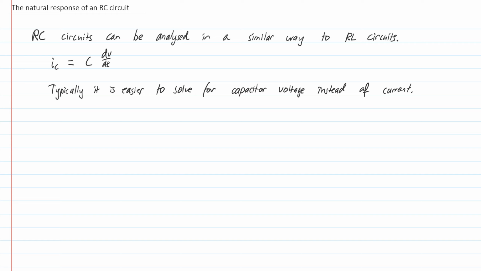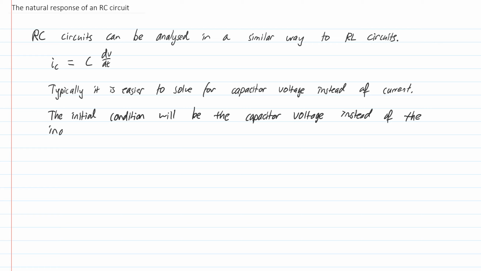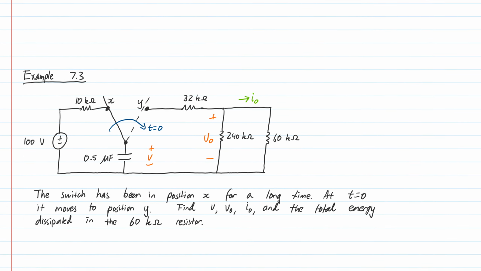Another key difference is the initial condition. The initial condition will be the capacitor voltage instead of the inductor current. Capacitors really care about the voltage, inductors really care about the current. So when we're solving RC circuits, it's usually the voltage which will be the key variable that we want to look at. Let's have a look at an example.